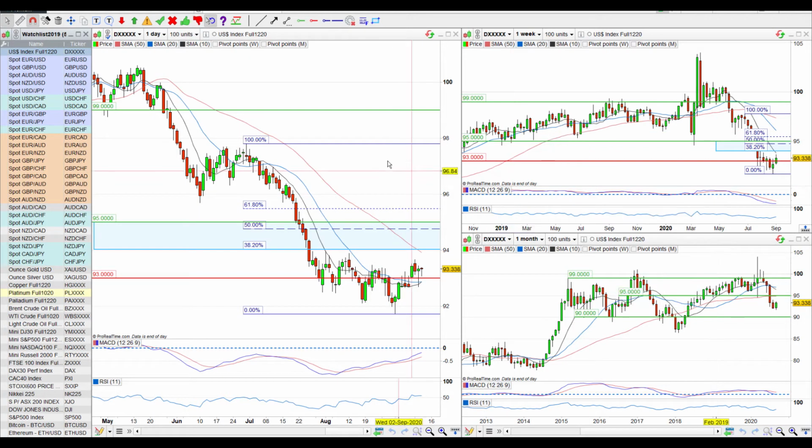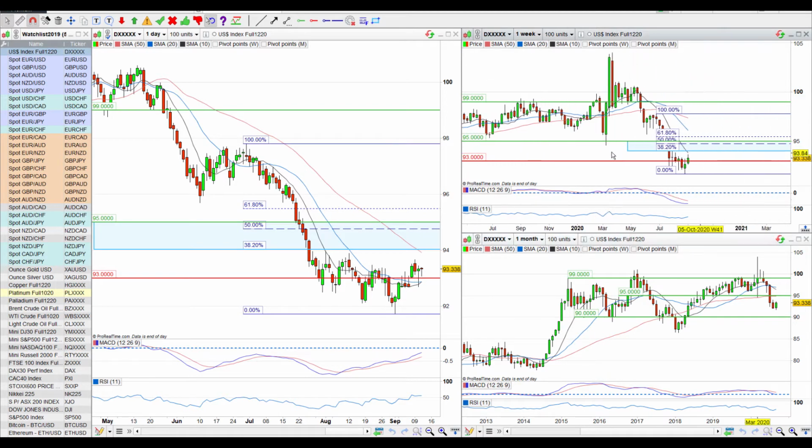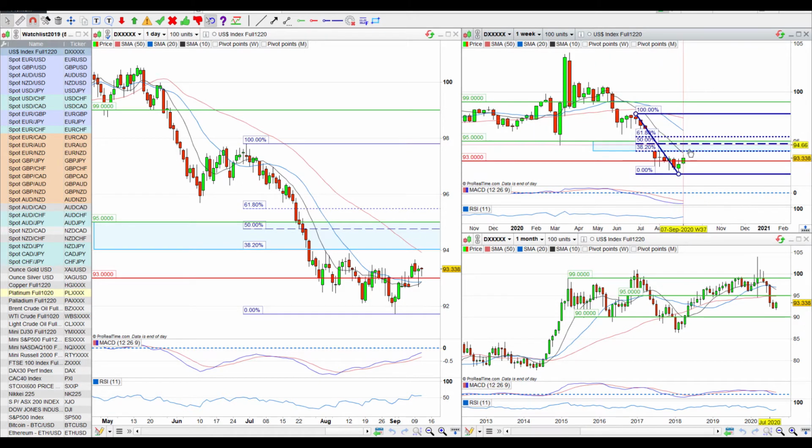Having a look at the dollar index, in principle, I've got a daily on the left-hand side, weekly top right, and monthly bottom right. Having a look at it, so it is still largely within a range on the monthly time frame. On the weekly chart, it's actually within a downtrend, producing lower highs, lower lows, and currently retracing back up towards the moving averages.